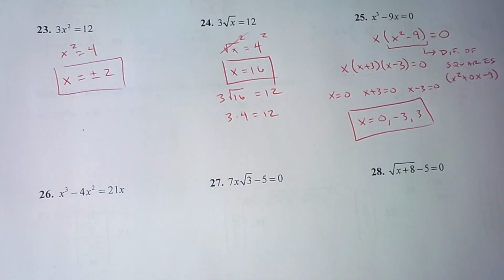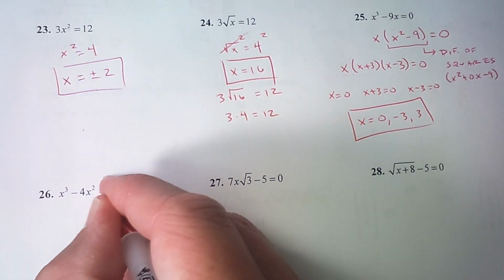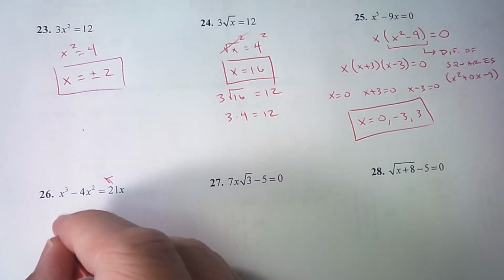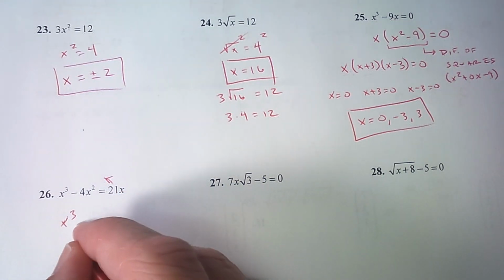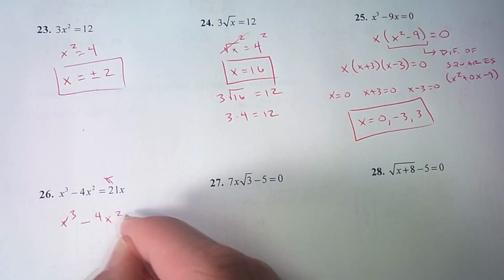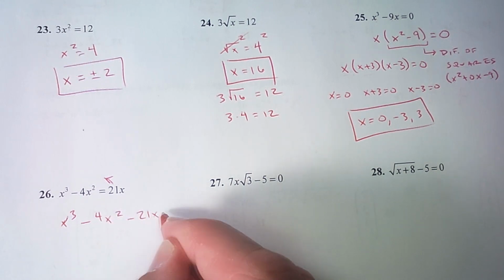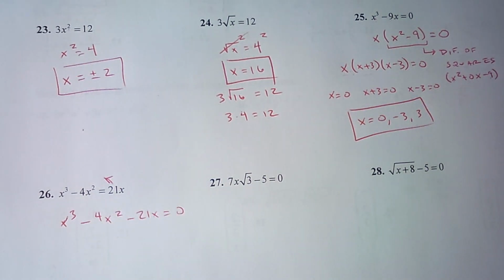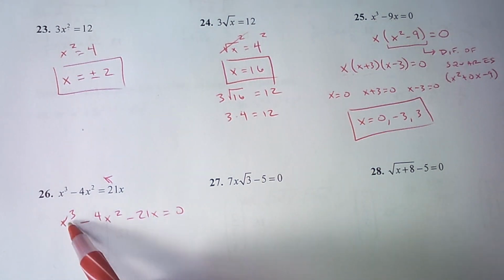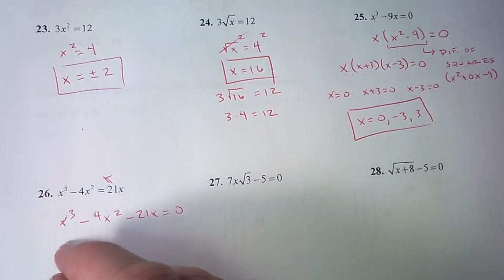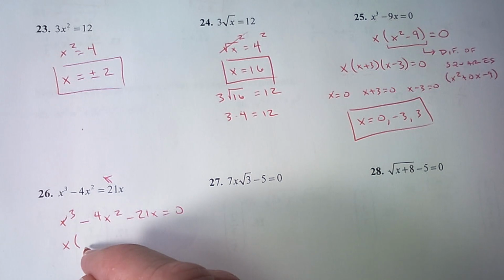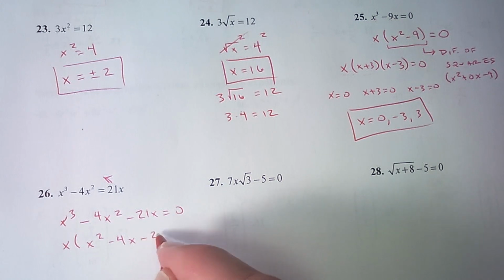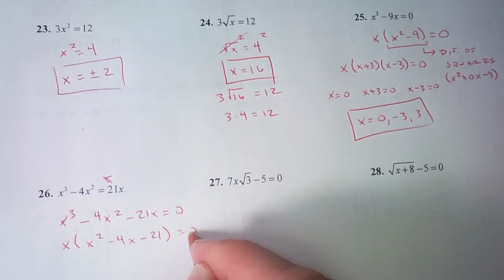Number 26. First, let's move this to the left side. And I'm going to have x cubed minus 4x squared minus 21x equals 0. I see that all three terms on this side have an x in them, so I'm going to factor that out. x times, and then I'll divide all three terms by x. x squared minus 4x minus 21 equals 0.